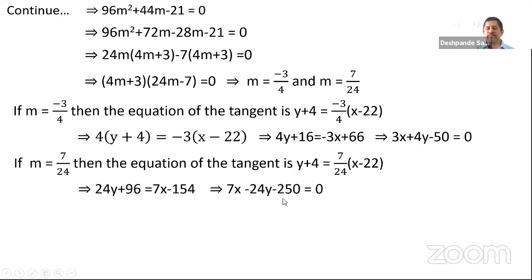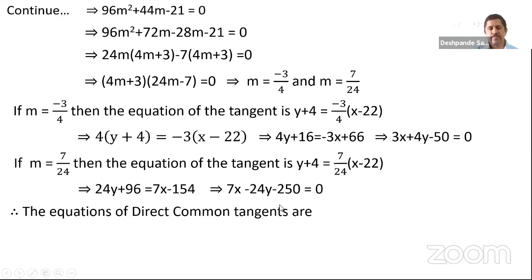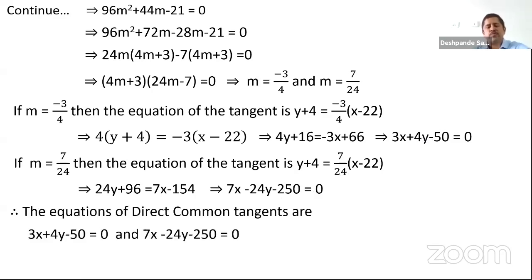So you got two equations which are the two direct common tangents to the given circle. So the direct common tangents are given as 3x plus 4y minus 50 is equal to 0 and 7x minus 24y minus 250 is equal to 0. So slowly you try to solve this problem. This is one of the very important questions for a 7 marks question.